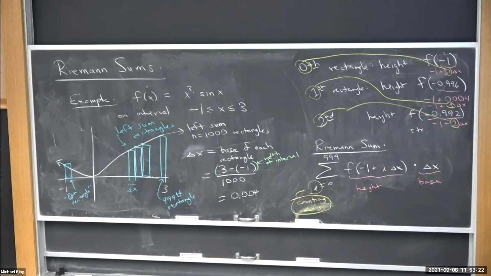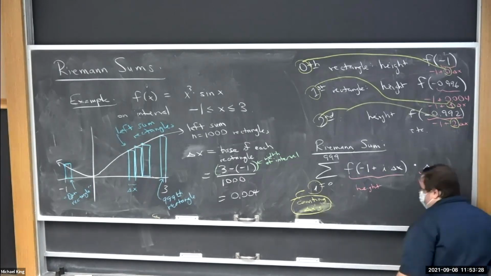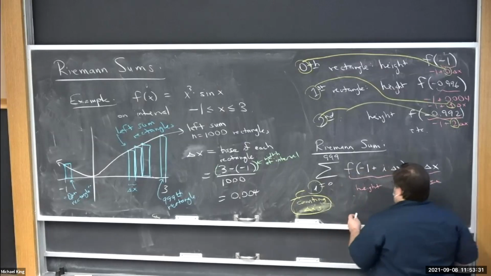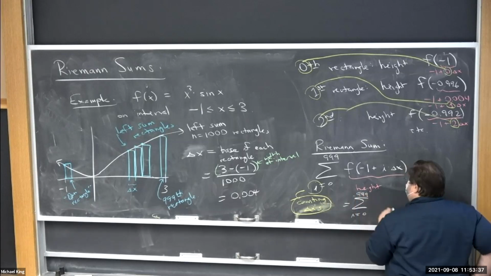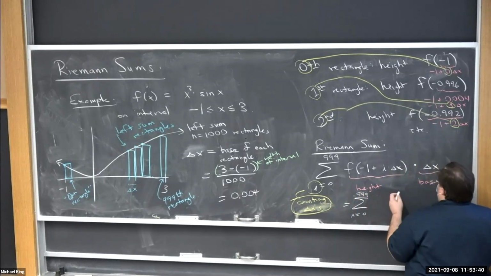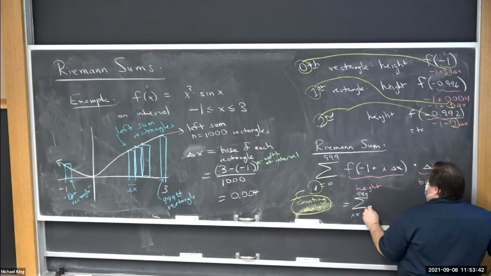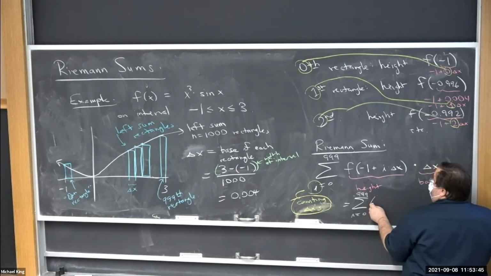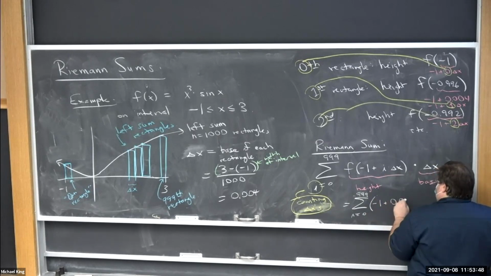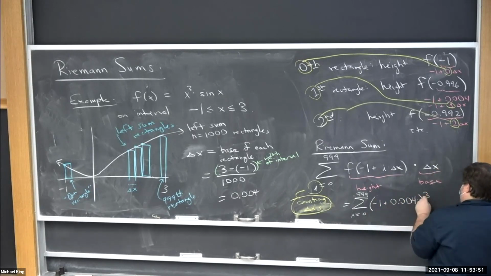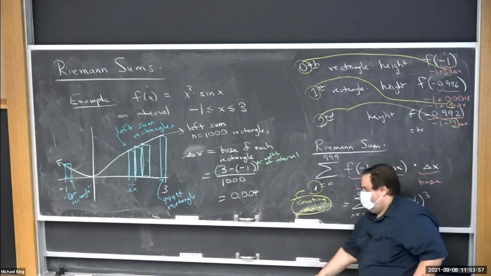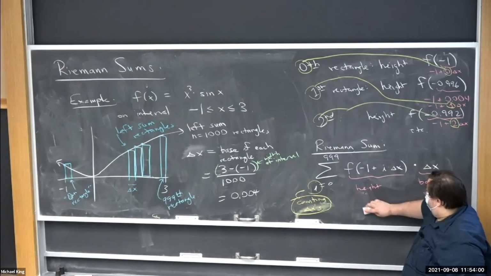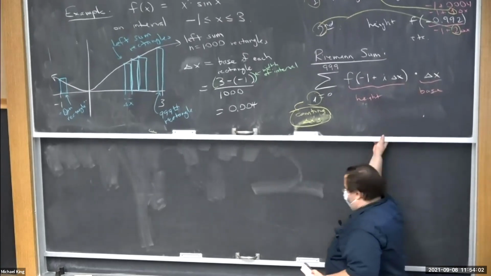And so if I wanted to be a little more explicit, in terms of something I'd put into a computer, I could write that this is actually the sum from 0 to 999 of, well, delta x we said is 0.004. So this is going to look a little ugly, but it's -1 plus 0.004 i cubed. I did not leave enough room, did I? Sorry, let me move this up a little bit and do it over here.